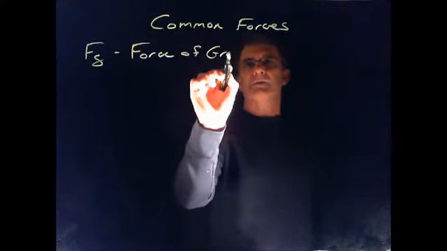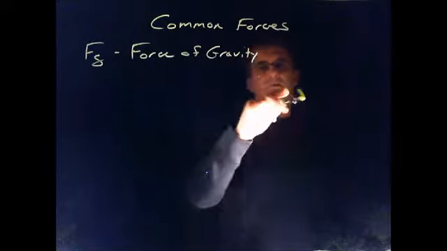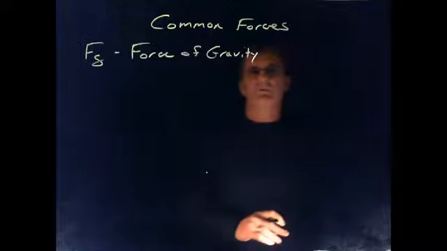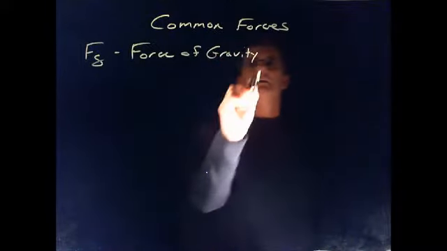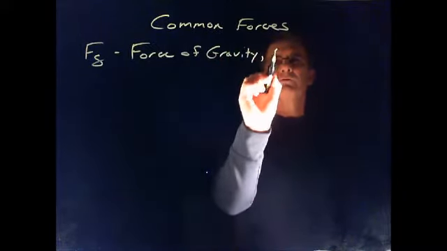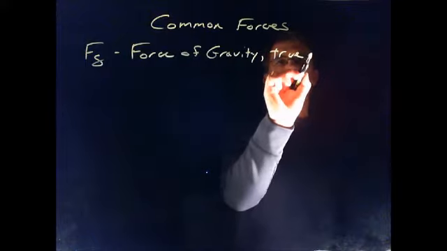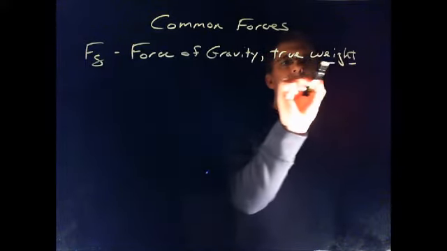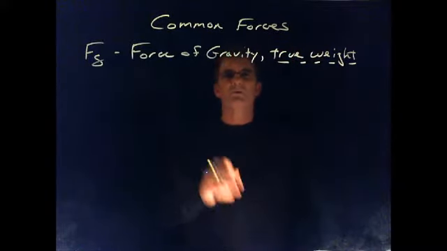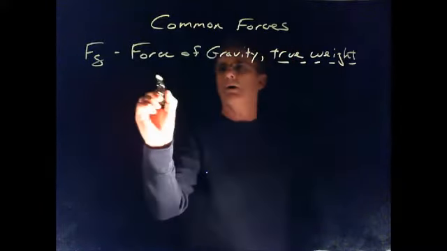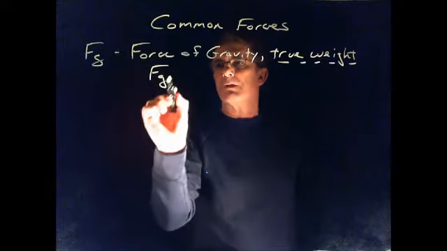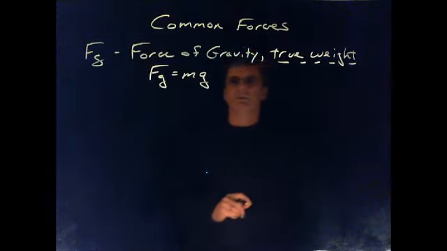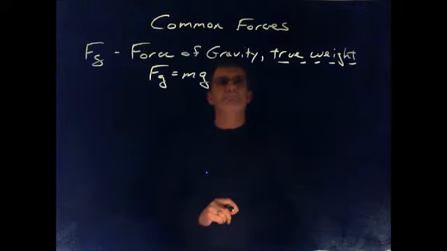Every object, if it has mass, and everything that we deal with is going to have mass, has a gravitational force on it, an Fg. This is also referred to as the object's true weight. This is an important term to remember because it does come up periodically throughout the course. Fg is simply equal to the mass of the object times the acceleration due to gravity.